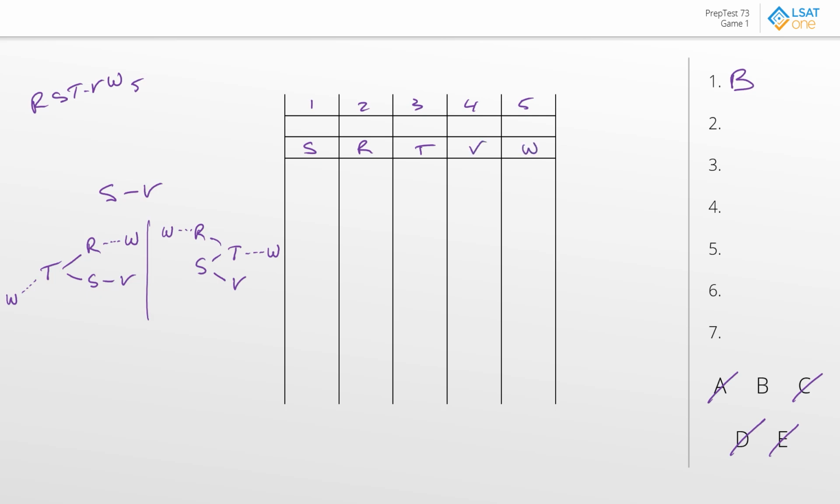Next, let's take a look at the locals. So question number 2. If S goes fourth, well, let's play this out. If we happen to have S fourth, now no matter what, we know that S is always before V, right? So that would easily lock the V into 5.